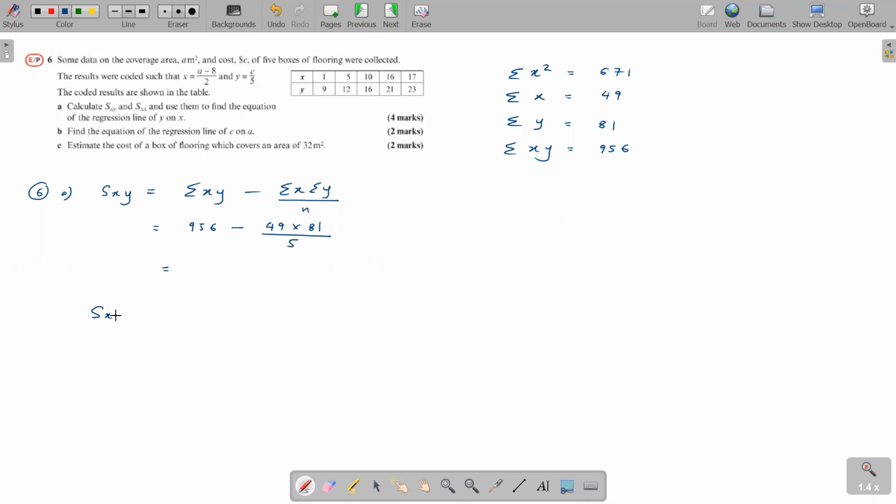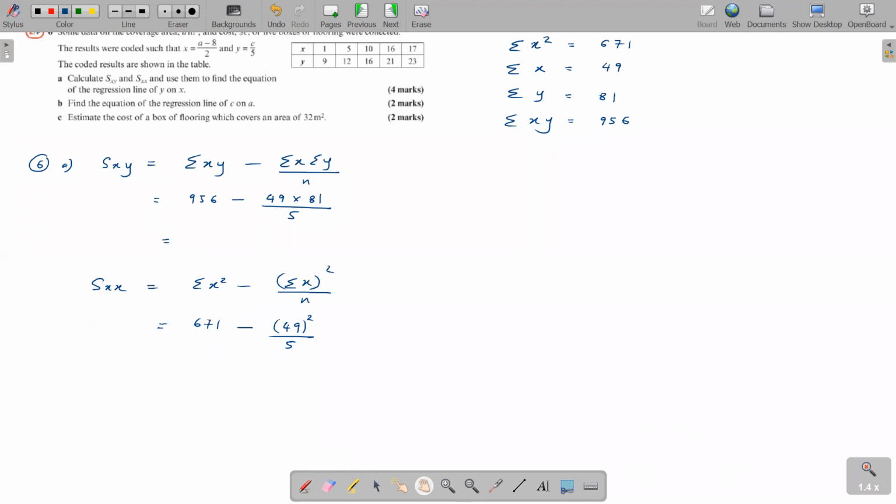And then Sxx is sigma x squared minus sigma x, holding square, over n. Sigma x squared is 671 minus sigma x, which is 49, holding square, over n, meaning we have 5 data points. All right, guys. Okay, so let's get these two answers, Sxy and Sxx.